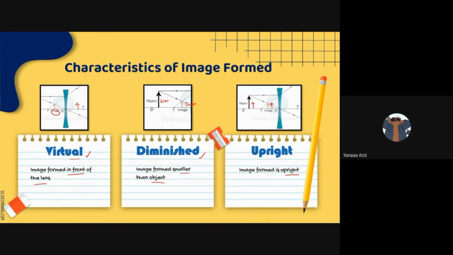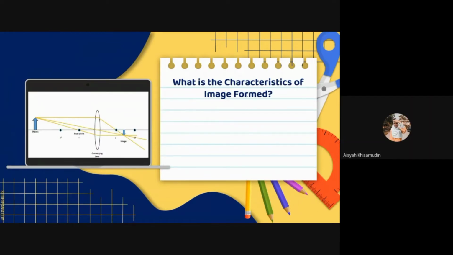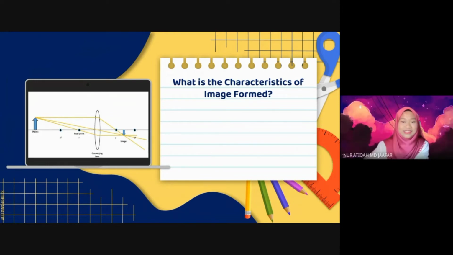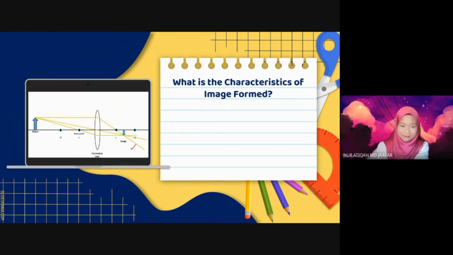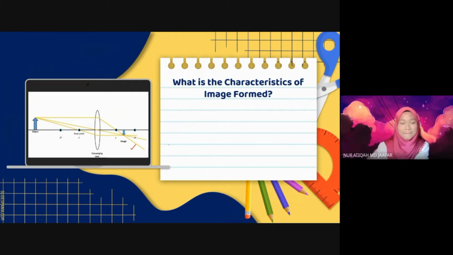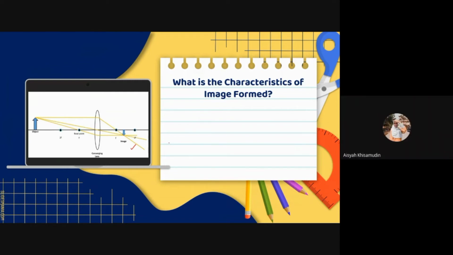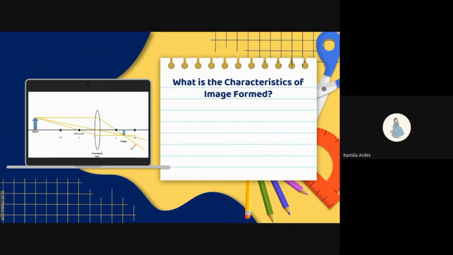Okay, good. So now, can I call Aisha? What is the characteristic of the image formed, Aisha? The image formed is diminished because it is smaller than the object. And then it is real because it formed behind the lens, and it is downward. Okay. Camilla, do you think Aisha's answer is correct? Yes, I got the same answers too.